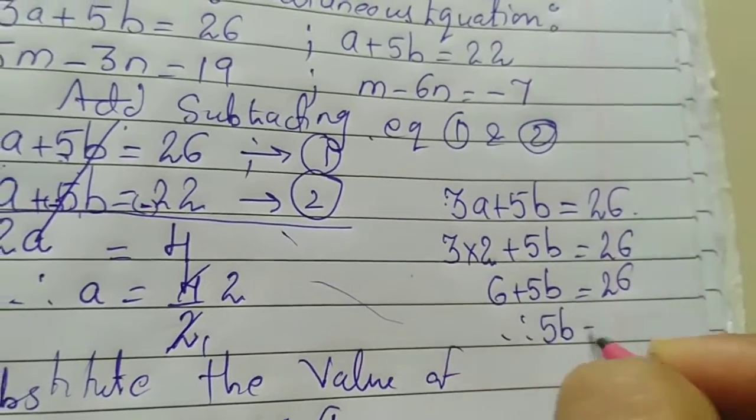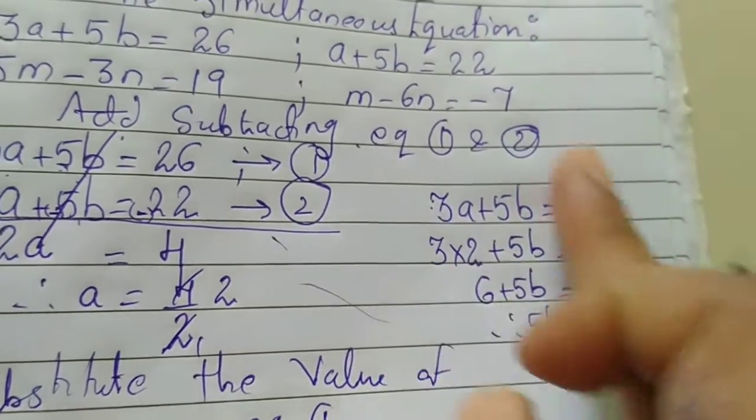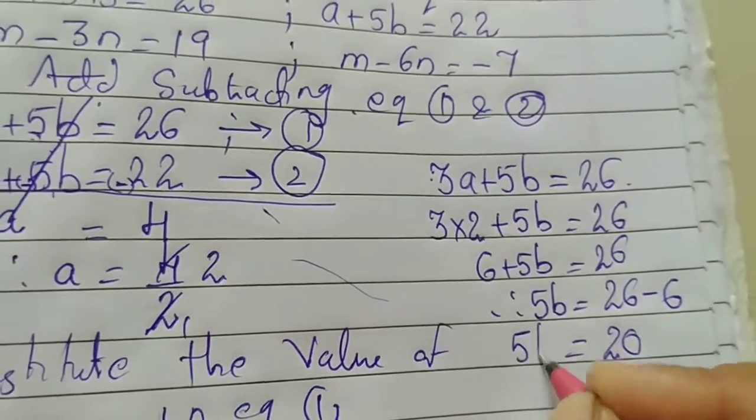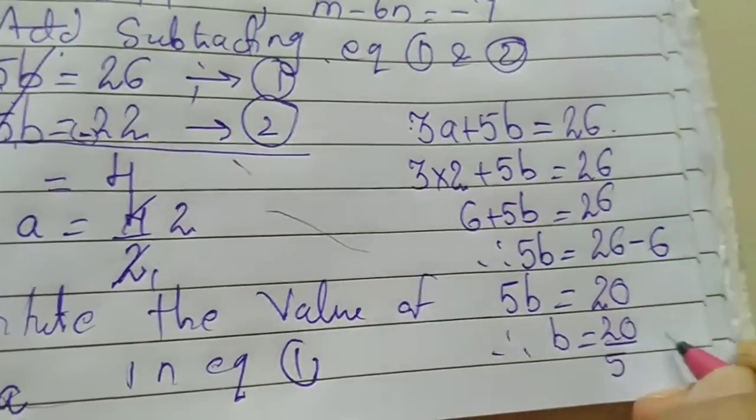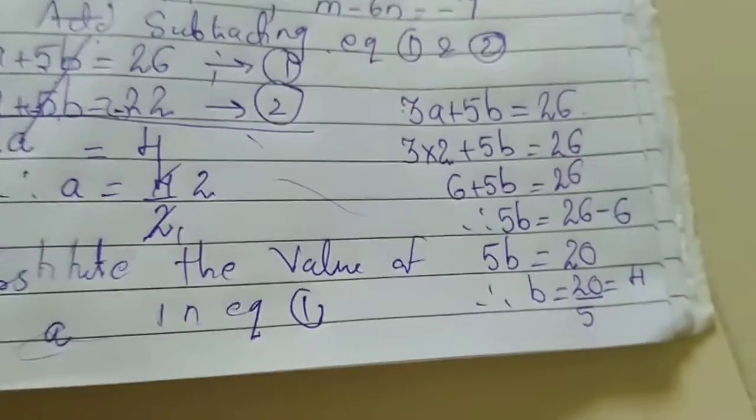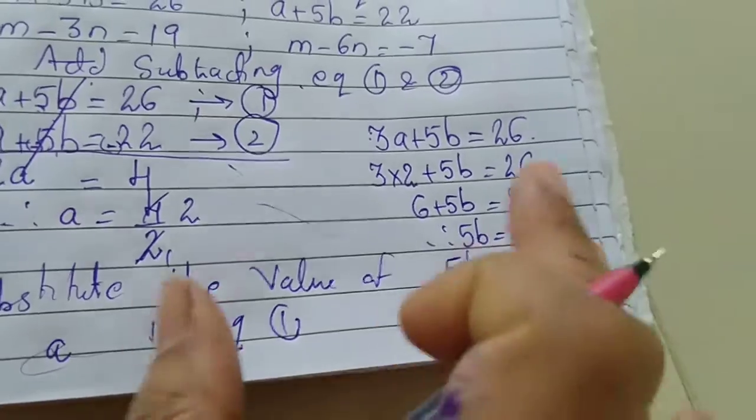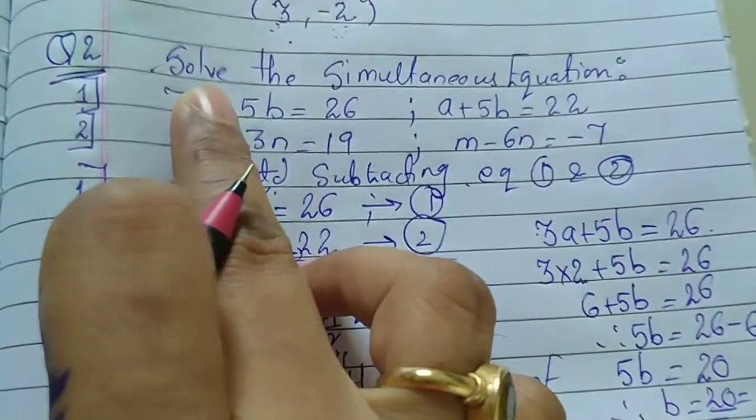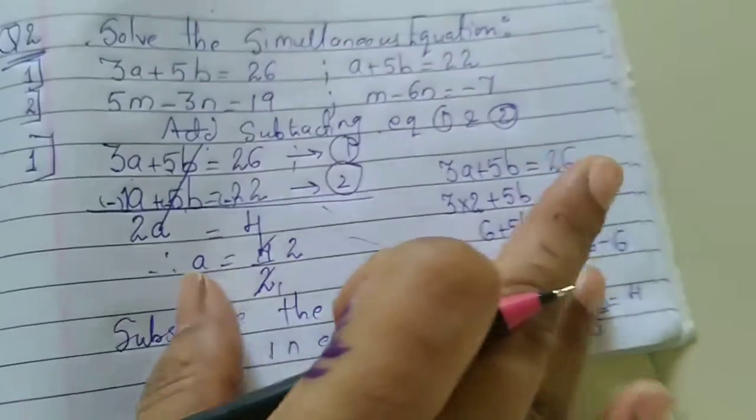Therefore, 5b is equal to 26 minus 6, plus 6 is going to that side. Here 26 minus 6 will be 20, 5b. Therefore, b is equal to 20 upon 5. Then you will do the cancellation. You got the value of b, that is 4. So now I know the value of b and the value of a also.